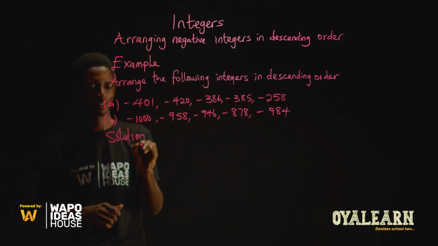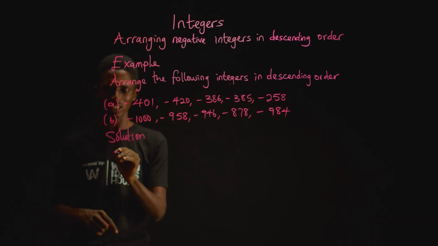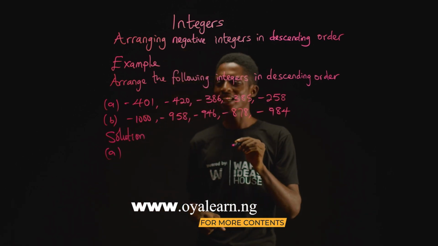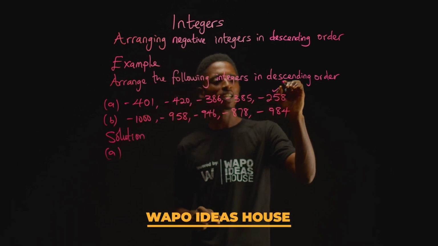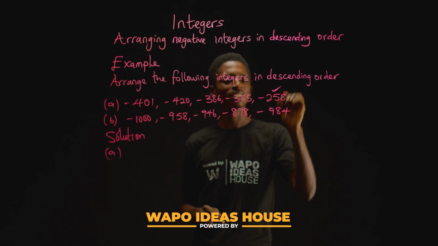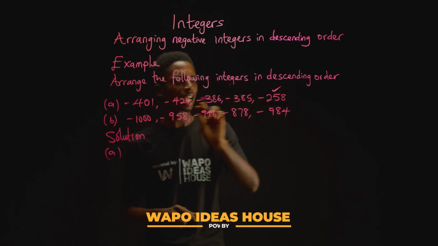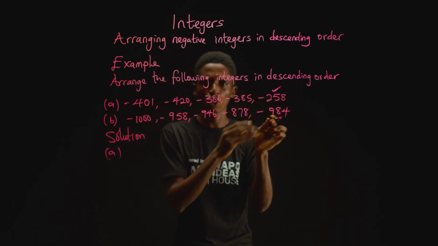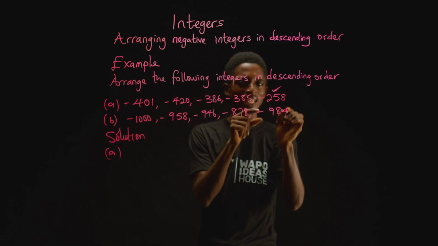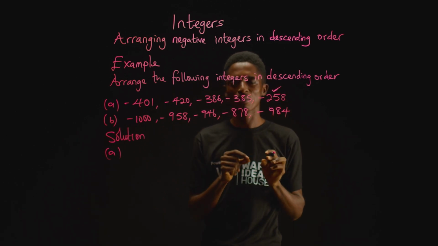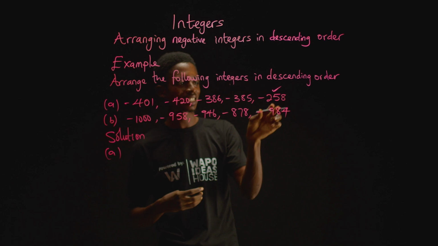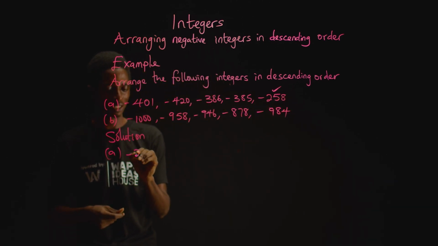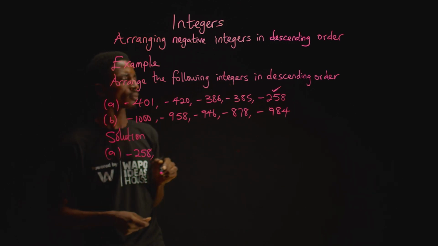Solution. For the first group of numbers we have, the largest number in this case is the number minus 258. Good. As you can see here, when we begin to look at the number that appears small, but with a minus sign, we then identify that as our biggest number. Because when dealing with negative integers, the smallest is the biggest. So in this case, minus 258.